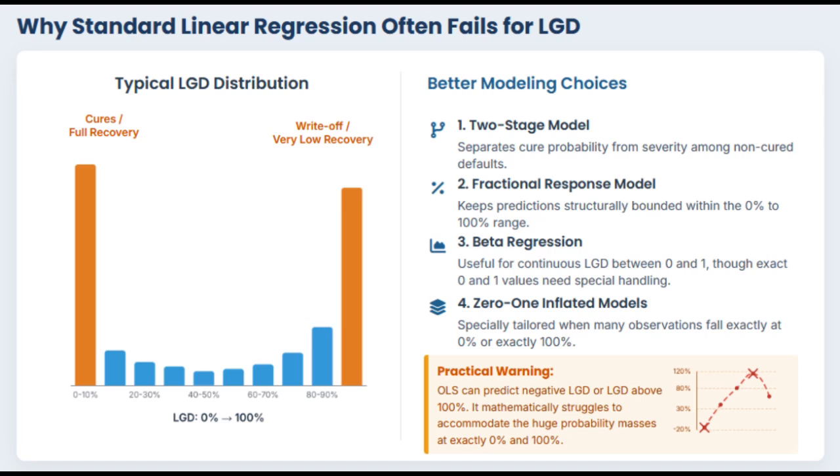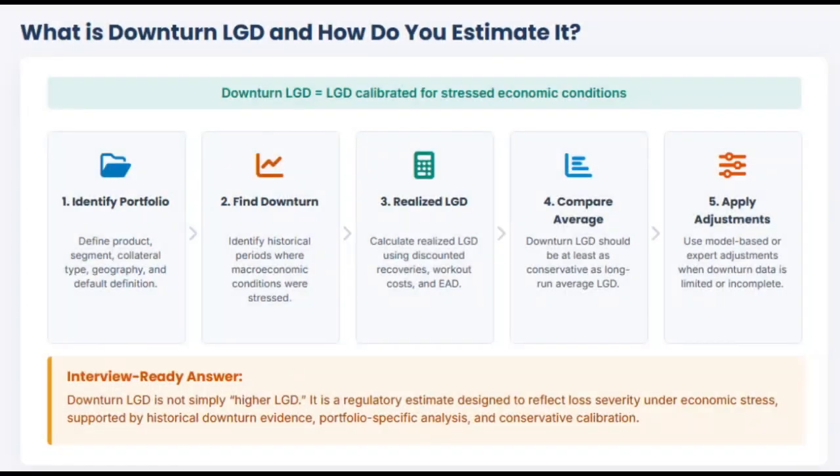Right, so I hope you do have a good sense of what exactly the typical LGD distribution is. The spikes at the 0% and the 100%, don't say that it is a straight line, always say that it's a U-shaped curve. And one should also, at least from a high level perspective, be in a position to talk about the better modeling choices that we have discussed, right?